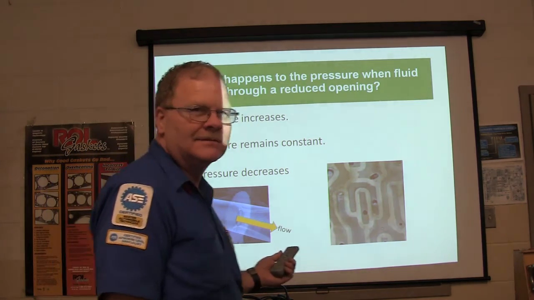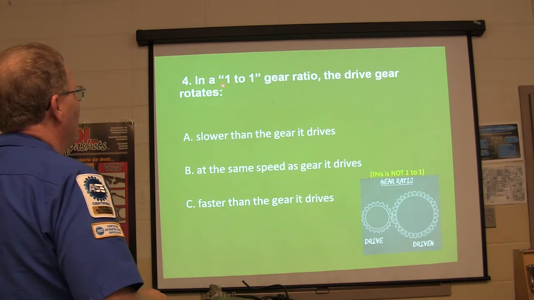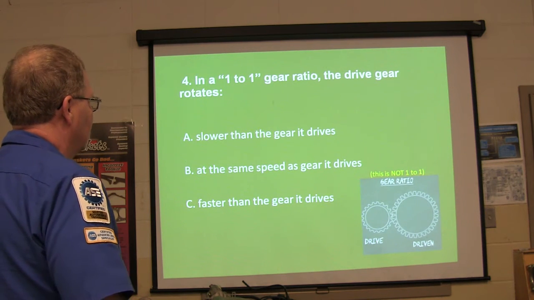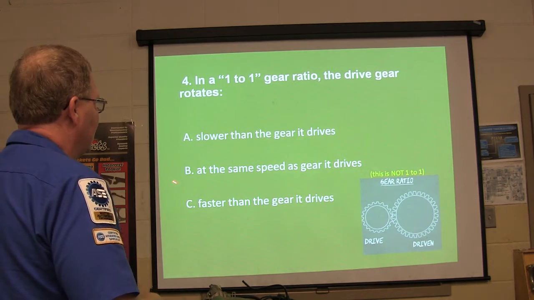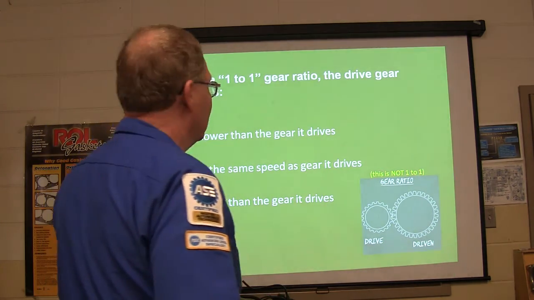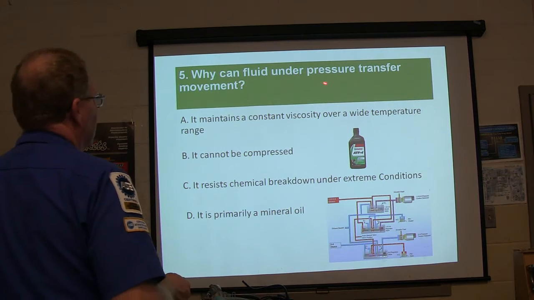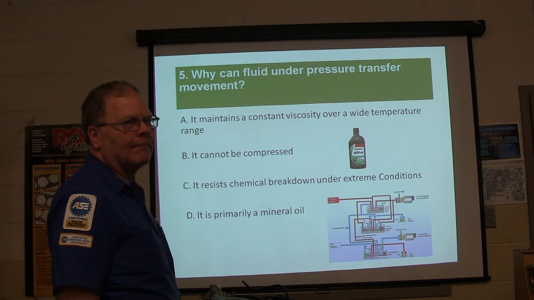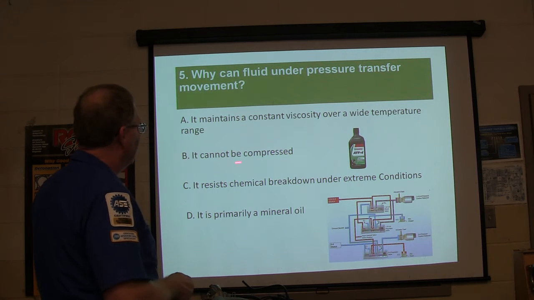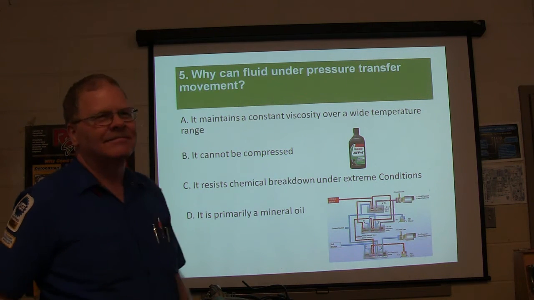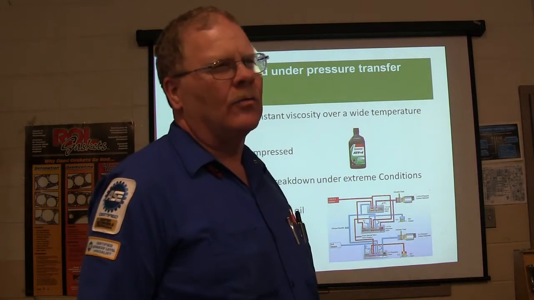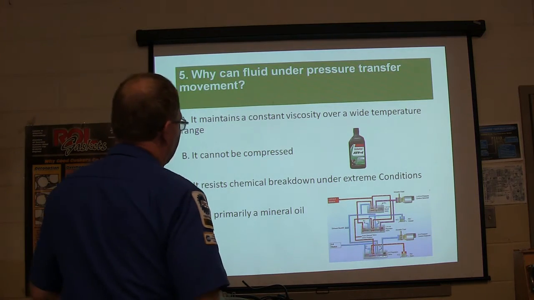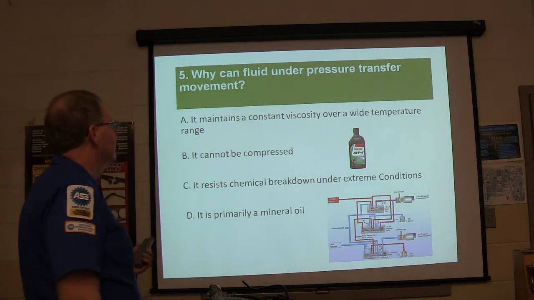You got one. In a 1-to-1 gear ratio, the drive gear rotates slower, faster, which one? B, same speed. We talked about that in manual transmission the other day. Why can fluid under pressure transfer movement? It cannot be compressed. Welcome to the wonderful world of Pascal's law.